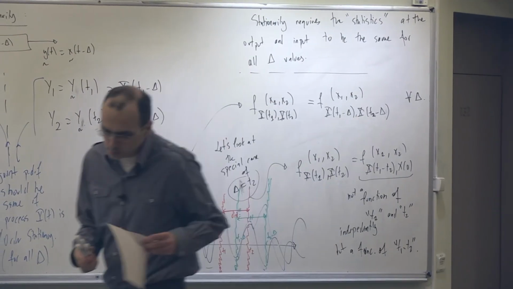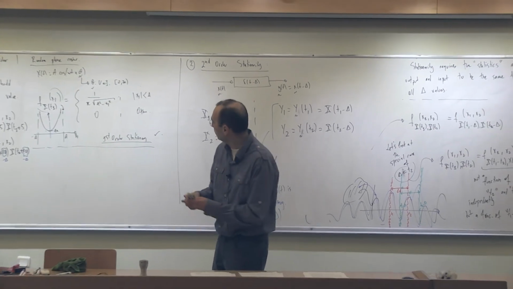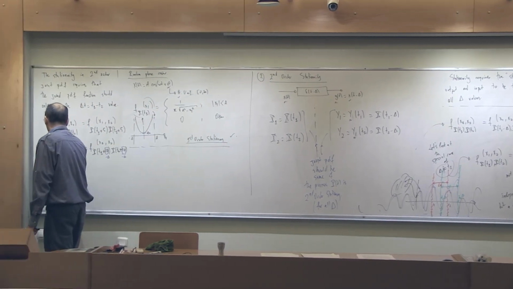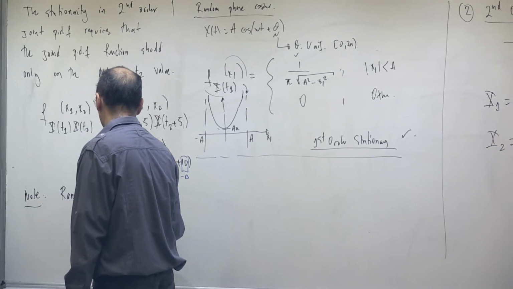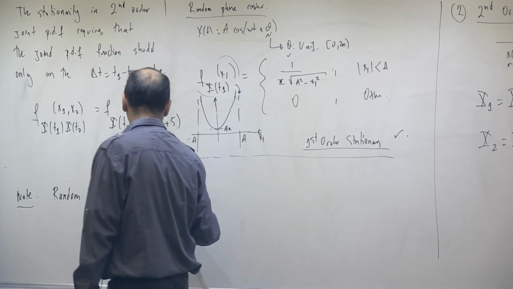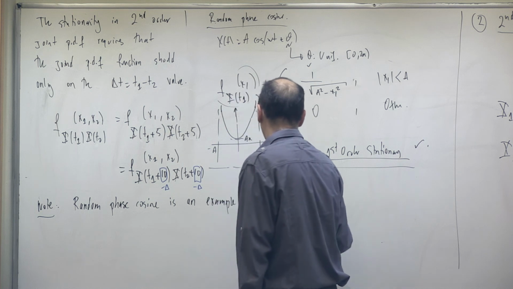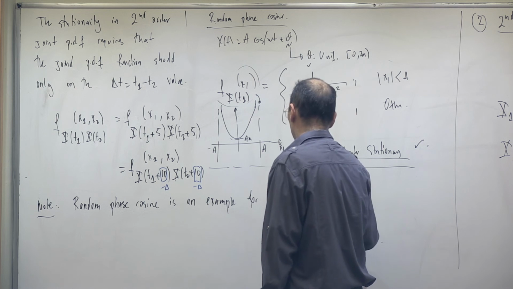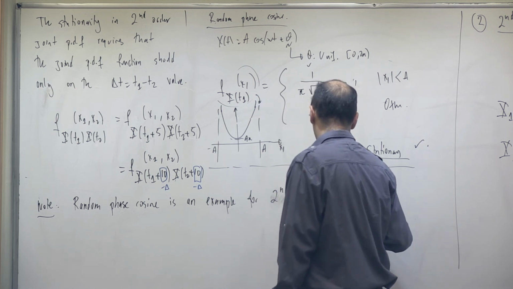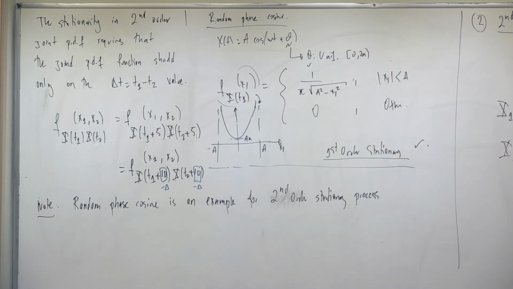Well, let's see. What else do I have? Let me write a comment. Note, random phase cosine is an example for second order stationary process. So it's an example for, I will say more things about this. This is just an observation right now.